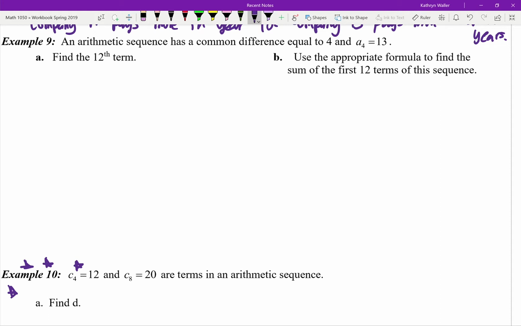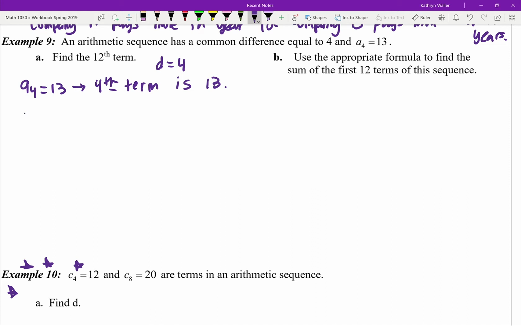Let's do example 9. An arithmetic sequence has a common difference of 4, and a sub 4 is 13. Okay, so let's write down d equals 4. And then I want you to write a sub 4 equals 13. What that means is the fourth term is 13. Now, could you just write them out? Are you capable of doing that? Yes. Are they going to let you do that? No. It's going to be more like a sub 45. They're going to give you some horrible number that writing it out would be horrible.